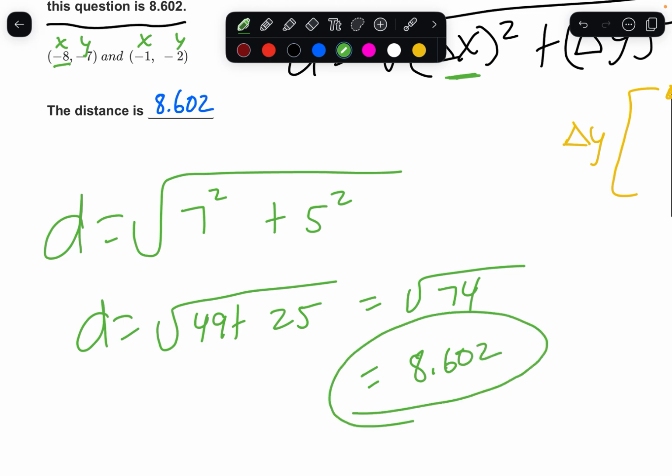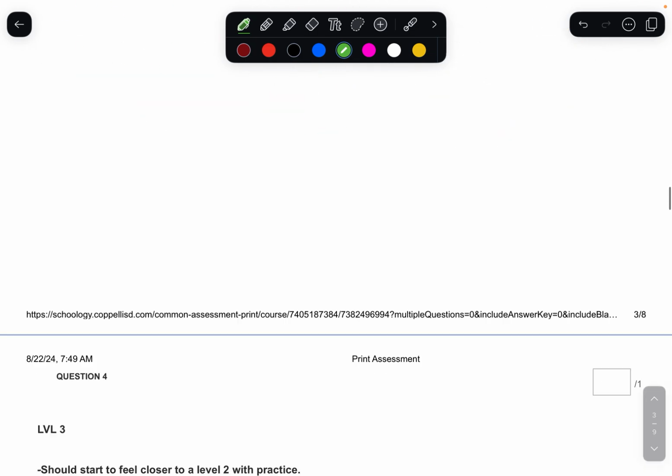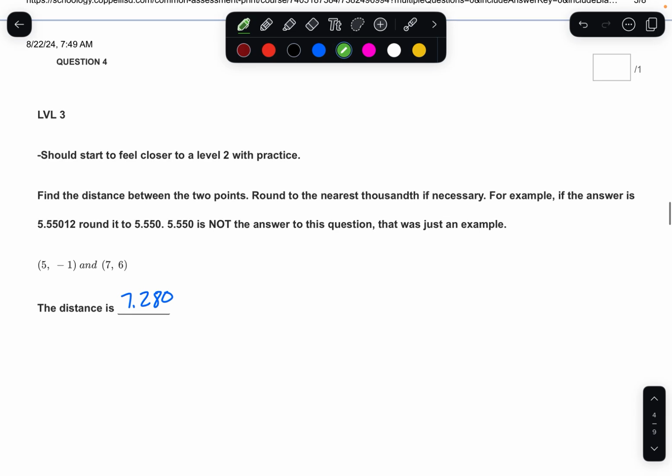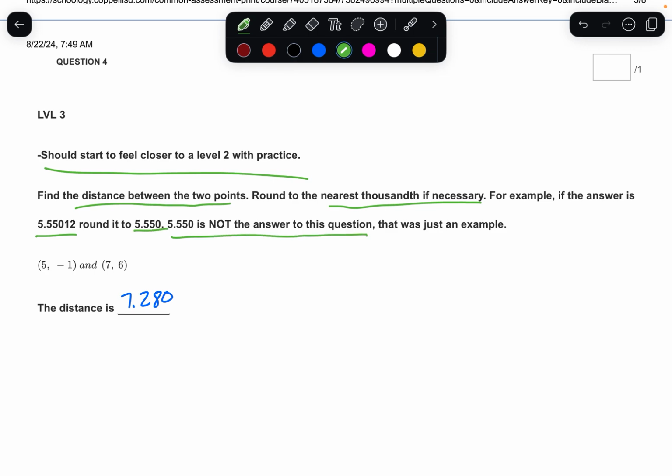Got to find some way to get that answer. All right, another level 3. Should start to feel closer to a level 2 with practice, meaning it should become a lot easier the more you do it. We're finding the distance between the 2 points once again, rounding to the nearest thousandths once again. For example, if this is what you get in the calculator, make sure you round it correctly. That is not the answer to this question.